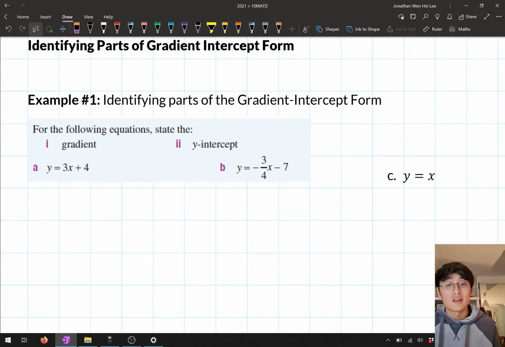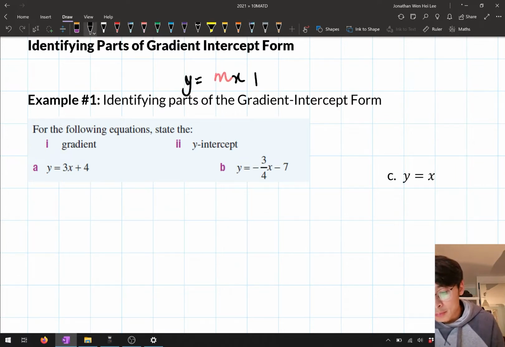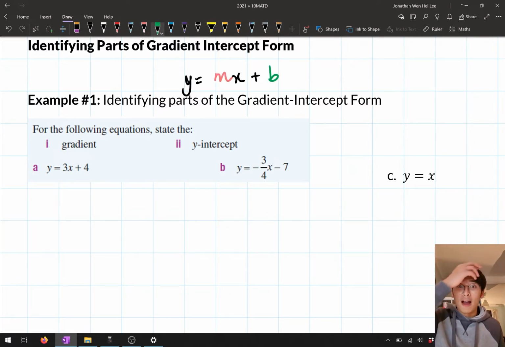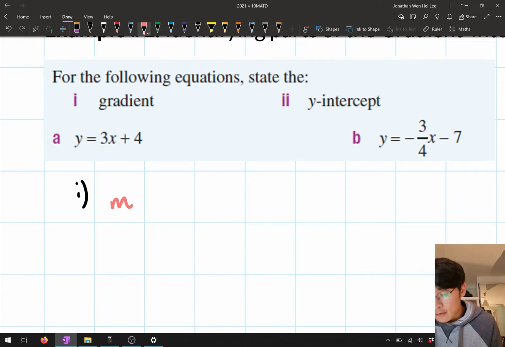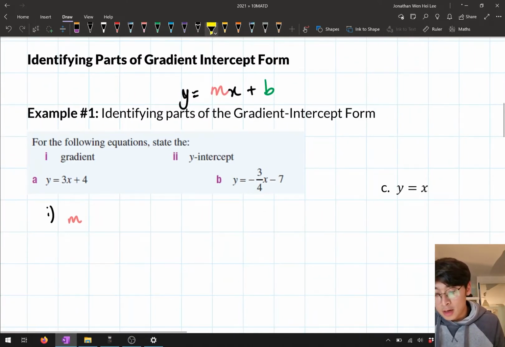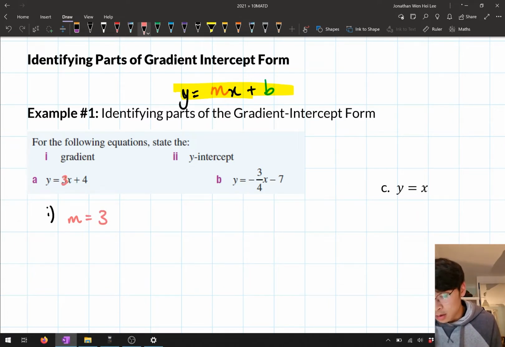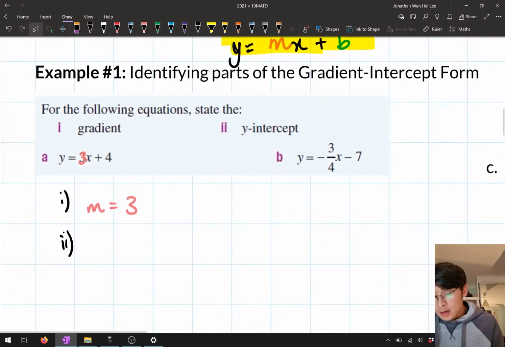The first one is y is equal to 3x plus 4. Now remember, the gradient-intercept form is just y is equal to mx plus b. And so what we want to do is find the values for m and b. So if you have a look at this first one, y is equal to 3x plus 4. The first part, the gradient, or m, if you match this up with my equation up here, the value of m is just going to be the 3 in front of the x. So here m is going to be equal to 3. So my gradient is equal to 3. The second part is my y-intercept. So I just match this up again, and if you notice here, it is plus 4.